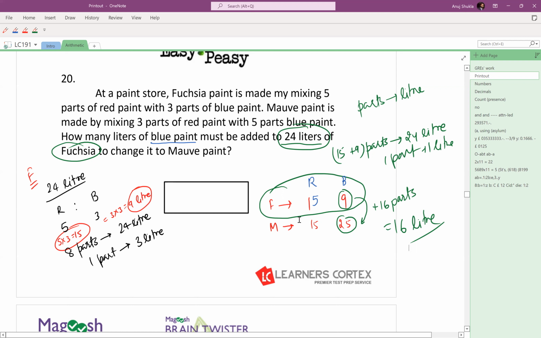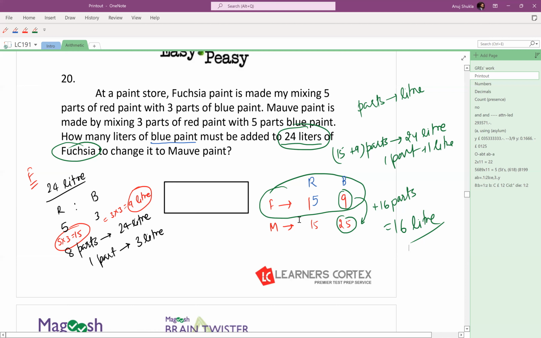Sir, first we find fuchsia is 15 and 9 by finding that 3 plus 5 is 8 and then getting the 3 and multiplying 15 and 9. Then it will be that 9 plus x divided by 5 is equal to 5, because they said the base in mauve is 5 parts blue. So it should be divisible by 5 and the resulting should also be 5, because the ratio is 5.